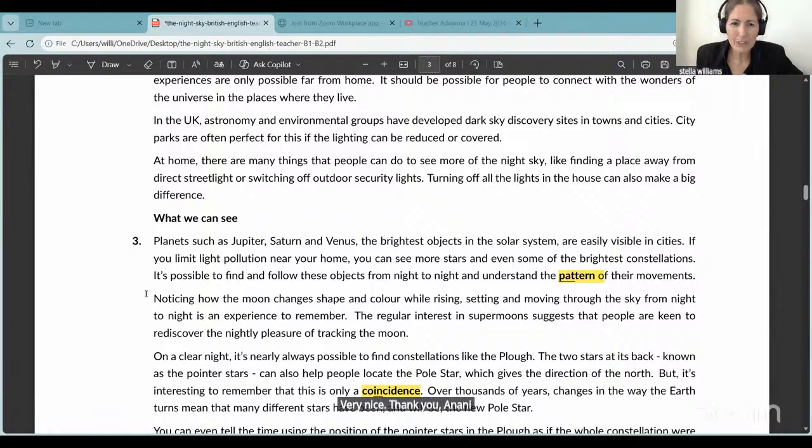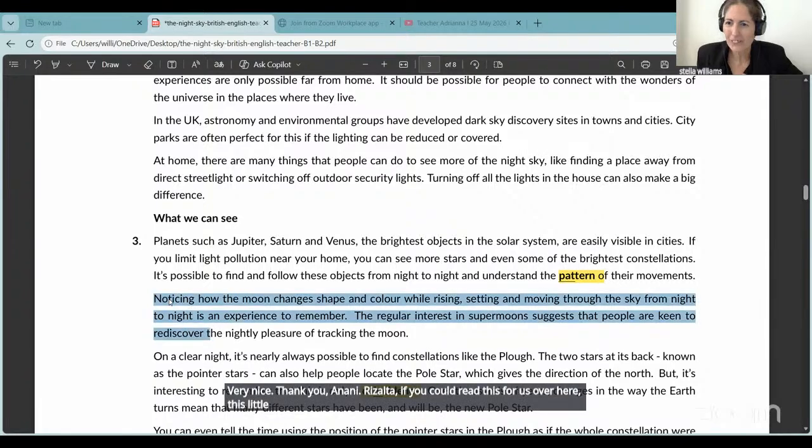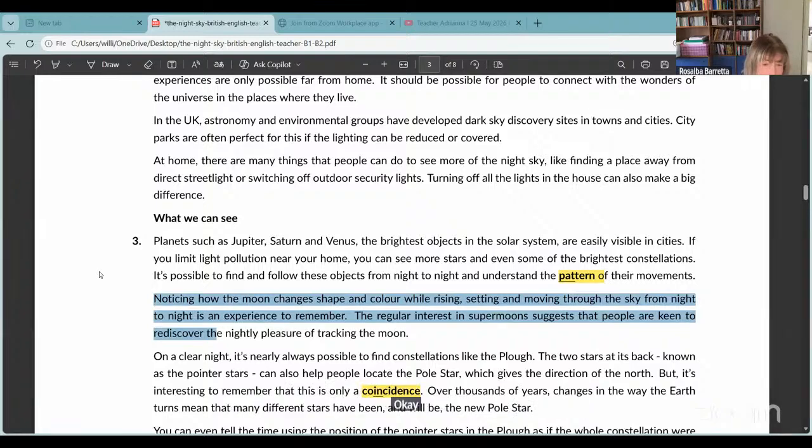Very nice. Thank you, Nani. Rosalba, if you could read this for us over here, this little paragraph. Okay. Can I read? Yes, please. Thank you.